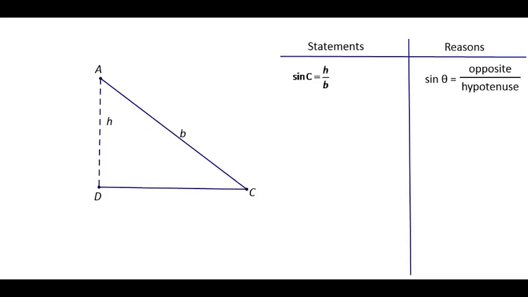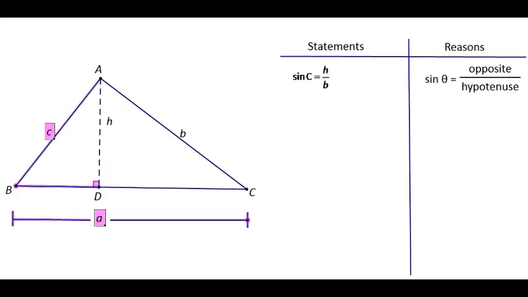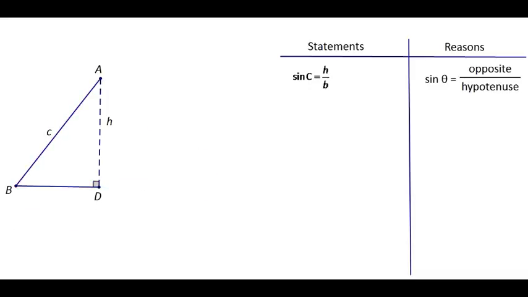Now we put triangle ABD back and we hide triangle ADC. And now we can apply right triangle trig for angle B, formed by these two sides. And angle B, the sine of that angle is H over C. So we'll put that into our table. It has the same reason, so we'll include it in the same statement.